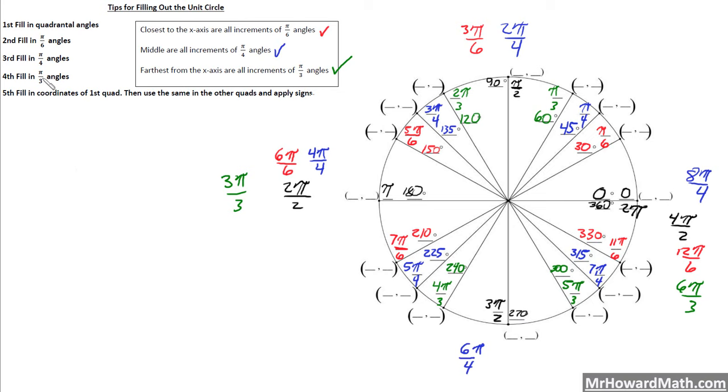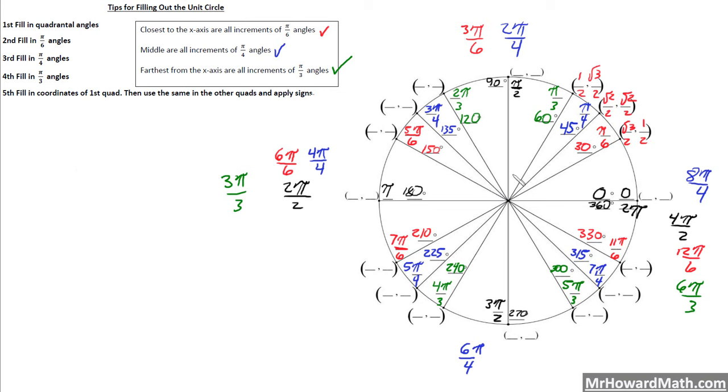So we've done the pi over 6, the pi over 4, the pi over 3. Now, the fifth step: fill in the coordinates of the first quadrant, then use the same in other quadrants and apply the signs. So here are the coordinates. Go back to red here. So this would be square root of 3 over 2 as the x coordinate and 1/2 for the y coordinate. These are both the same, square root of 2 over 2, square root of 2 over 2, and the nice thing about 30 and 60, they just switch. So 1/2 is the x coordinate, square root of 3 over 2 is the y coordinate there.